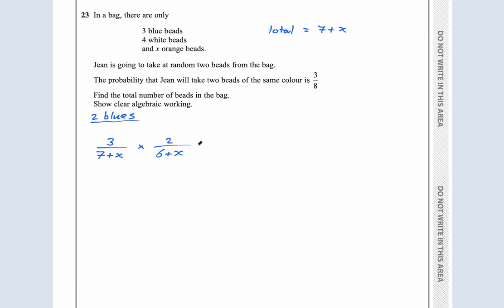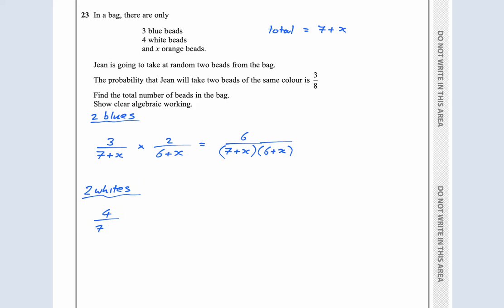So I can multiply this. Top times the top is 6, bottom times the bottom is 7 plus x times 6 plus x. Okay, that's 2 blues. Now 2 whites, because she's going to take 2 beads, and we want to find the probability they're the same color. Same kind of situation, except this time there's 4, so I do 4 out of 7 plus x.